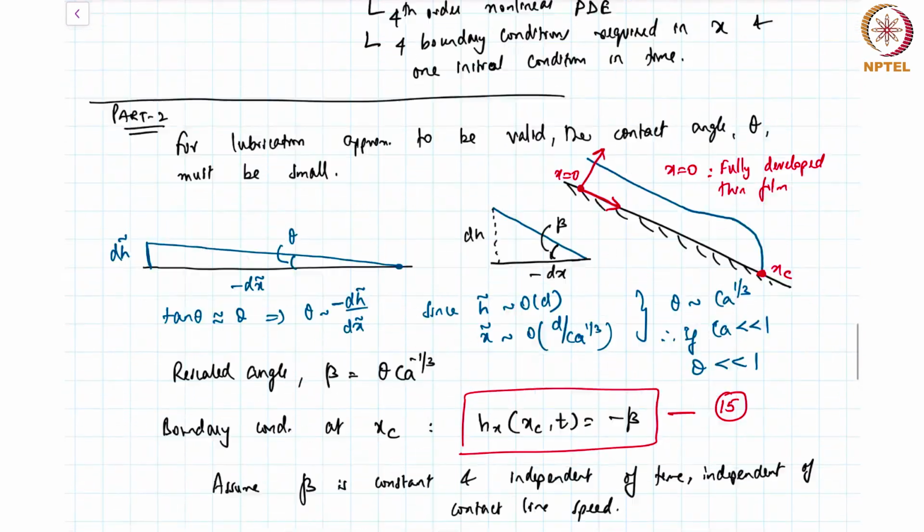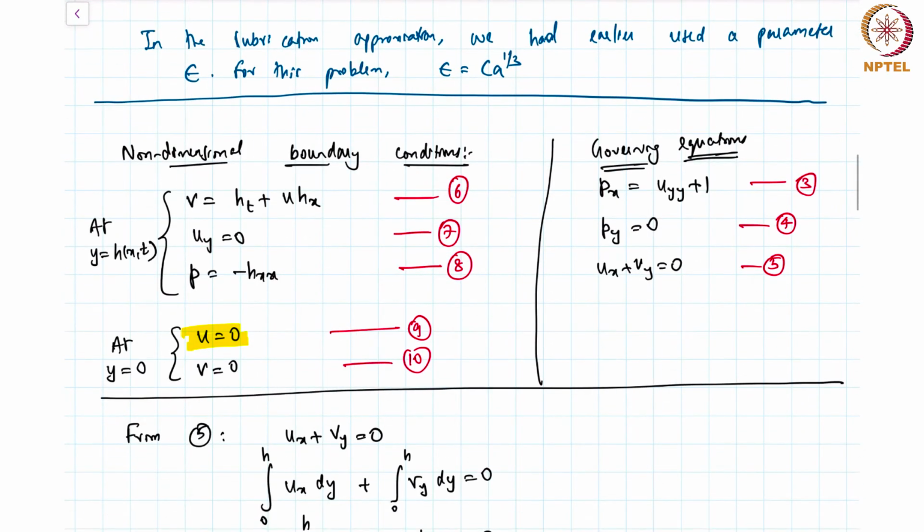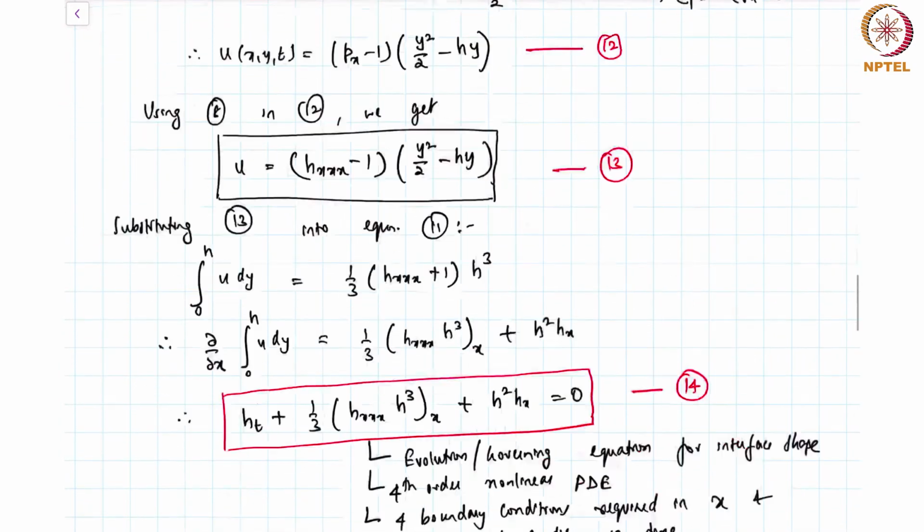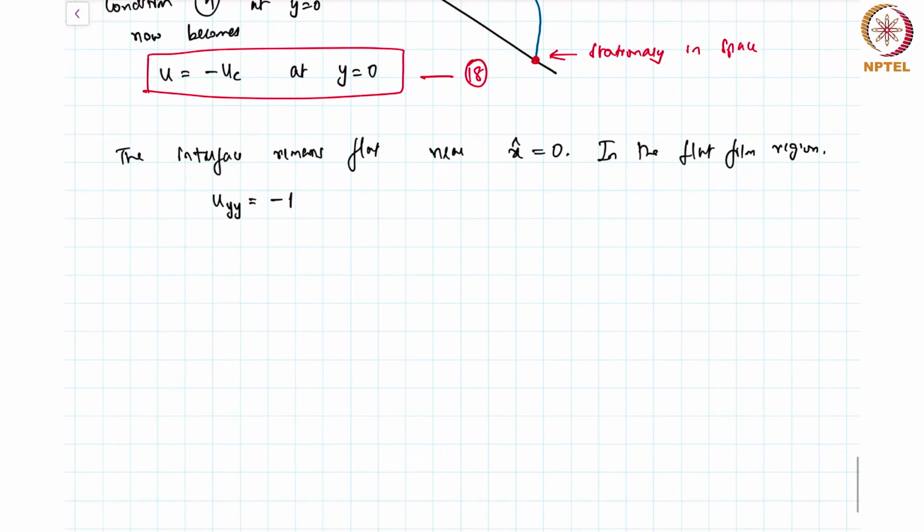Where do we get this condition from? The equation comes from looking at equation number 3. Equation number 3 says the pressure gradient, which is basically the capillary pressure gradient, would be uyy, the viscous term, plus gravity. But if the film is flat, then there is no capillary pressure gradient. Px is 0. So uyy essentially becomes minus 1. We can integrate this 2 times with the condition u equal to minus uc at y equal to 0, and we also have the condition uy equal to 0 at y equals plus 1, right? That's the condition we have.